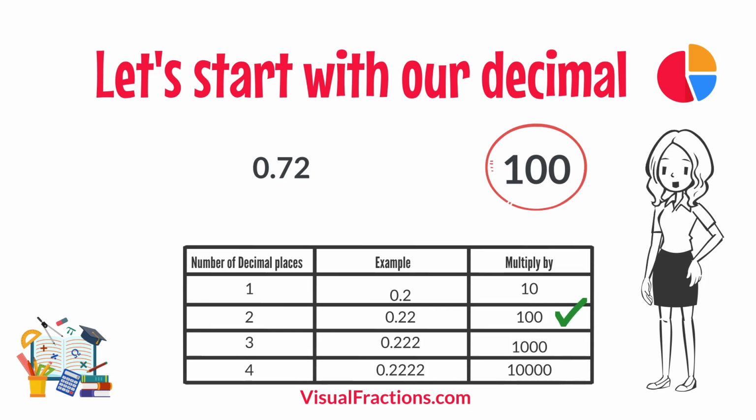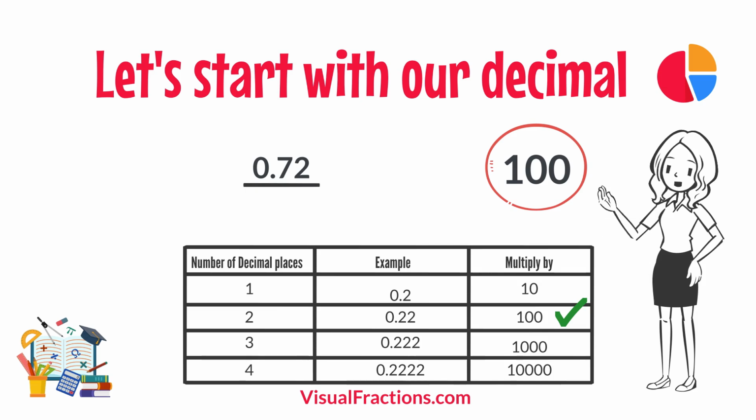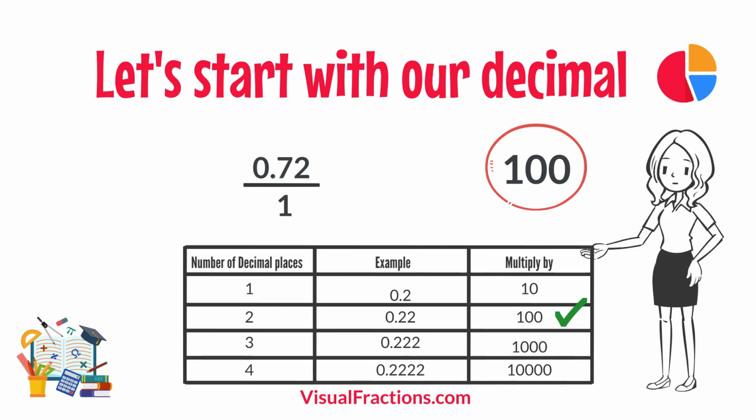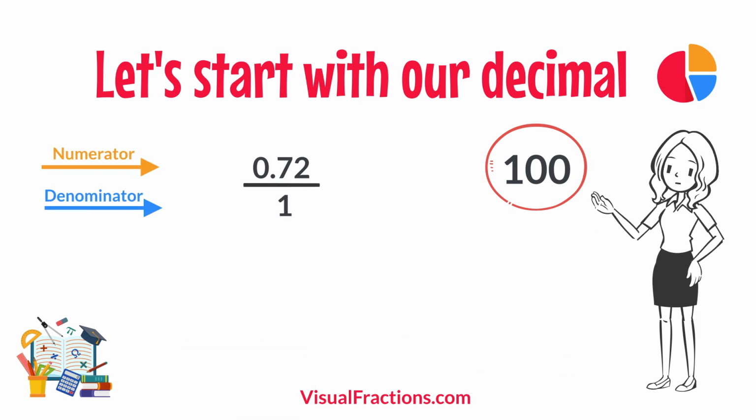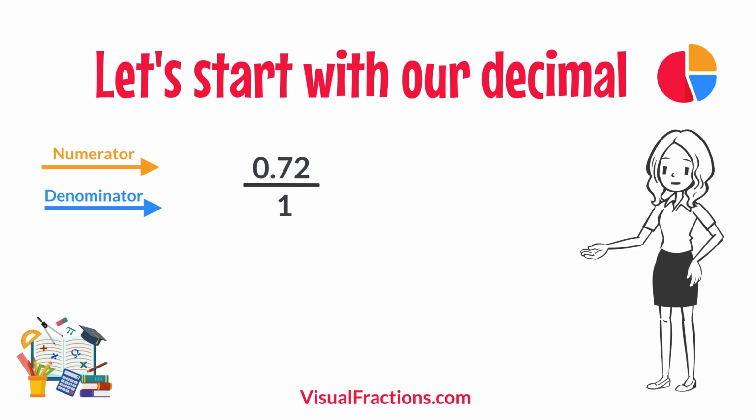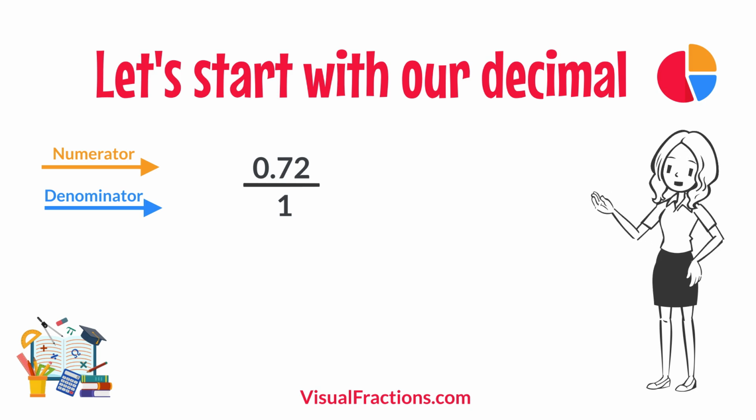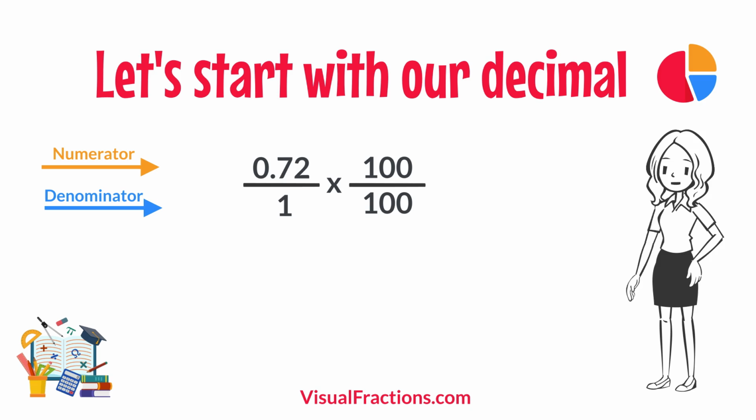To convert this decimal into a fraction, you initially put it over 1, essentially treating the decimal as the numerator in a fraction where the denominator is 1. This sets up the conversion process where we multiply both the numerator, the decimal, and the denominator, 1, by 100 because there are two decimal places. So, 0.72 times 100 gives us 72, and 1 times 100 gives us 100.